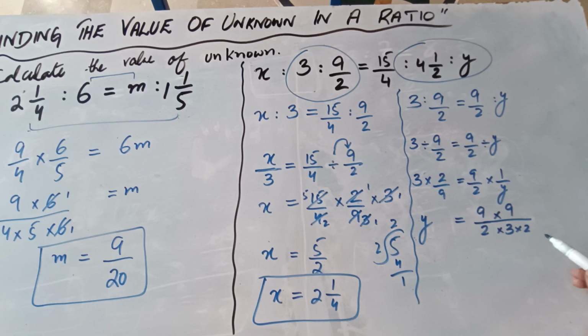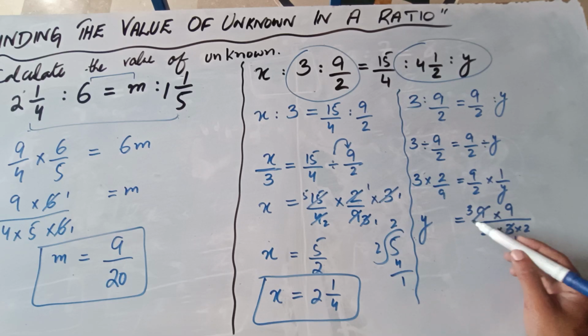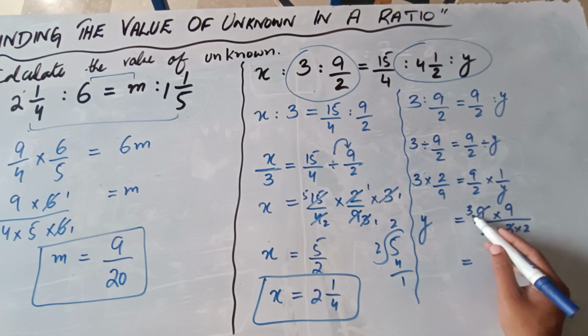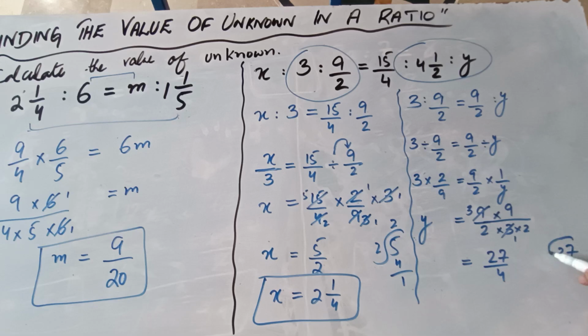Now let's do the cancellation. 3 ones are 3, 3 threes are 9. Now nothing is cancelling, so 9 threes are 27 upon 4. Now let's divide 27 by 4. So what would it give us? 4 sixes are 24. So 6 whole 3 by 4 is the final answer. 6 whole 3 by 4 is the value of y.